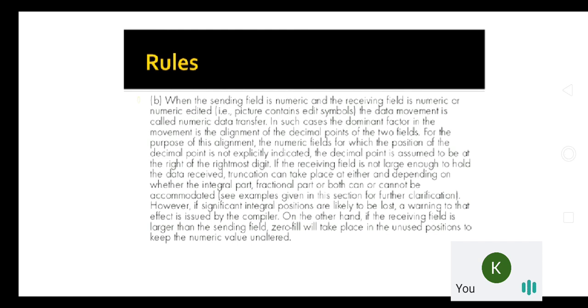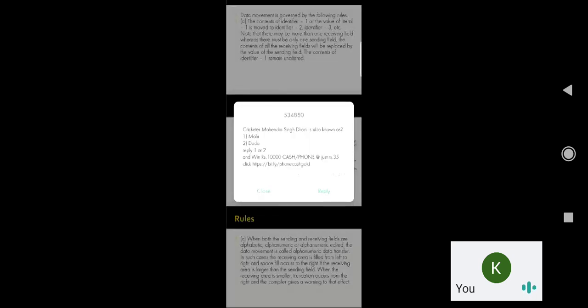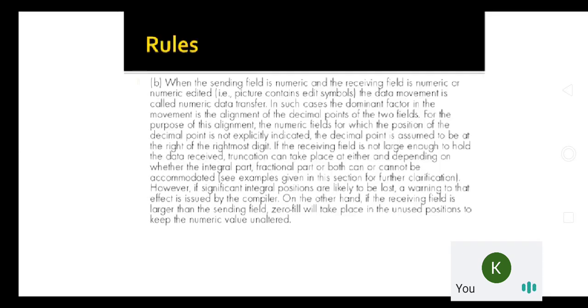So when the sending field is a numeric one and the receiving field is a numeric one, we used to call this particular type of transfer numeric data transfer. So make a note, the first important rule, we call it numeric data transfer. In numeric data transfer, the sending field and the receiving field are going to have the same kind of value, a numeric value. And this particular type of data transfer we call a numeric data transfer.